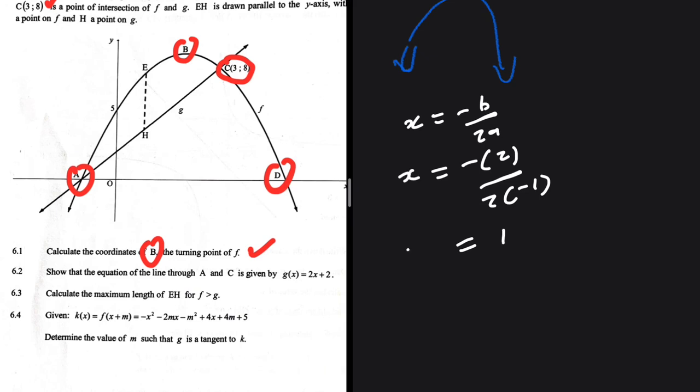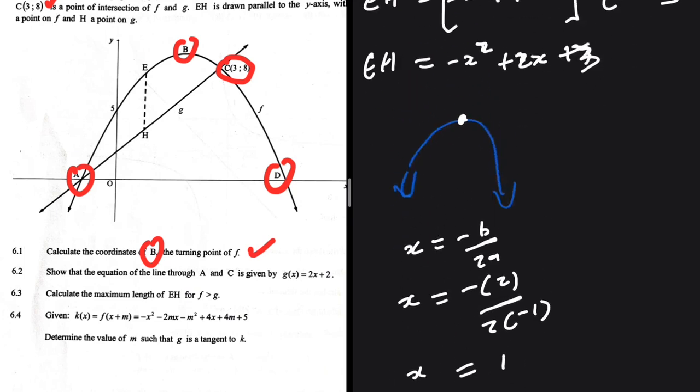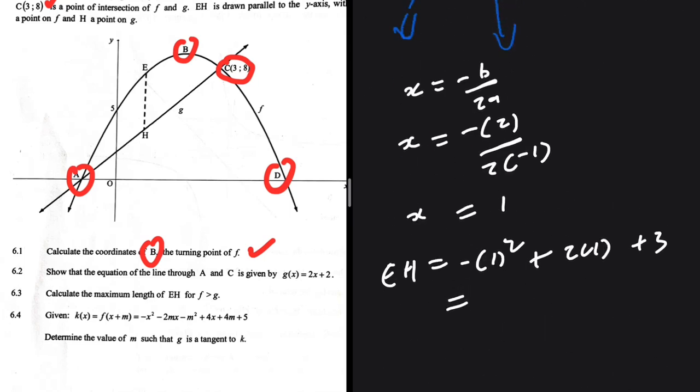And then now let's substitute this value of x into EH. So EH is equal to minus 1 squared plus 2 multiplied by 1 plus 3. So we have minus 1 because the minus is on the outside. So minus 1 plus 2, that is 1, plus 3. And then we get 4. So there we go. It seems like EH is a maximum when it is equal to 4. That is the maximum value of EH. Okay, 6.3. Let's take a look at 6.4.